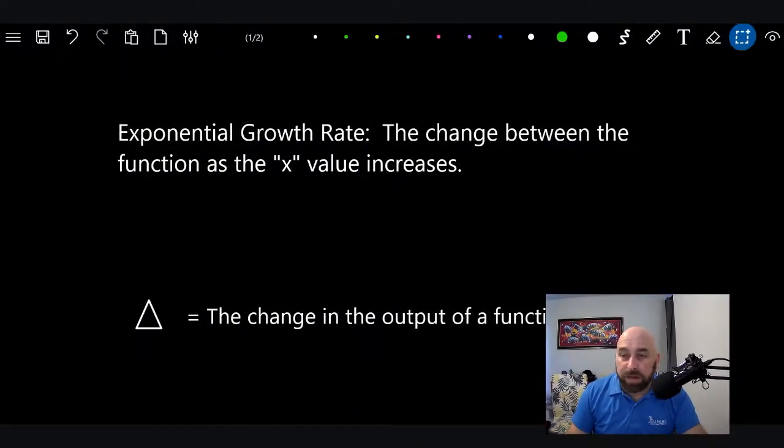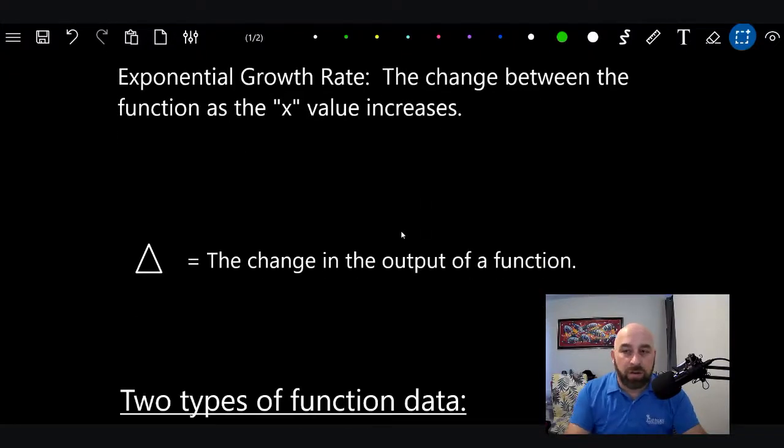Really, most of this lesson is intro. So look down at the screen or in your book, either one, page 359 again. Exponential growth rate. What is this? This is the change between the function as the x value increases.